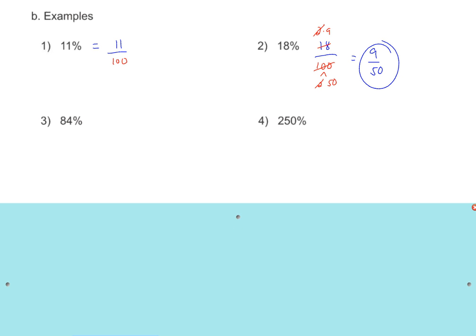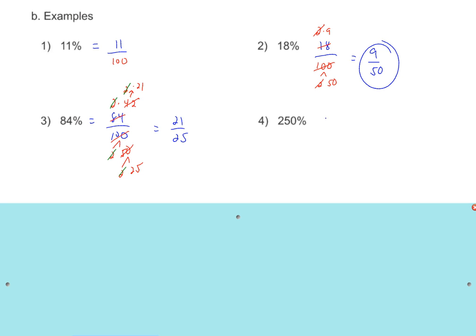Couple more examples. 84%. Can you do that? All right, 84%. Let me pause, go ahead and change that to a fraction. All right, so on this one, a lot of reducing. You have 84 over 100, 2 divided by 2, another 2 divided by another 2, and then what are we left with? We're left with 21 over 25. So 84% is 21/25.